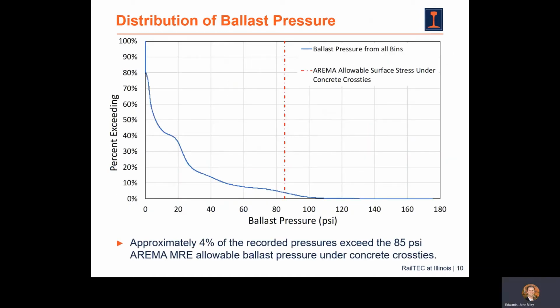One of the things that we did is we looked at a distribution of ballast pressure in comparison with what the AREMA Manual for Railway Engineering recommends for maximum concrete cross-tie ballast pressure, which is 85 psi. So the vertical line on this graphic depicts the 85 psi limit, as we could refer to it, that AREMA puts forth, and the blue line is the ballast pressure from all the different bends that were shown to you, all the bends across the bottom of the cross tie.